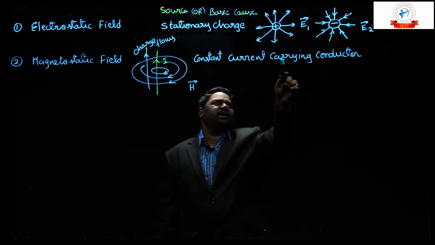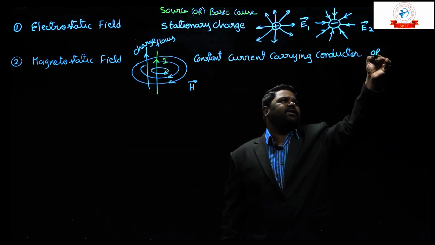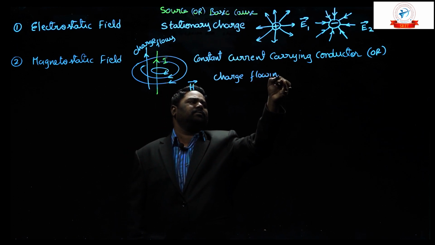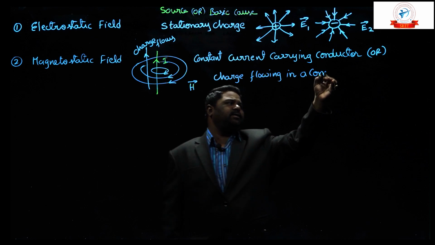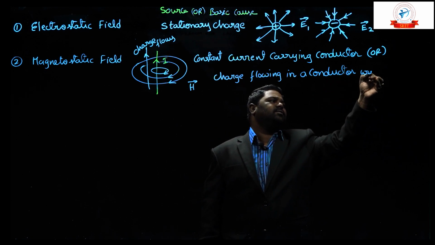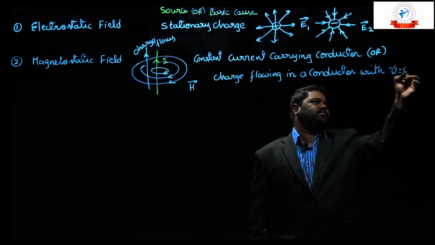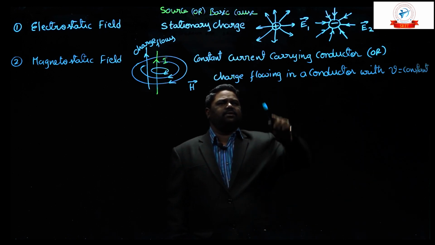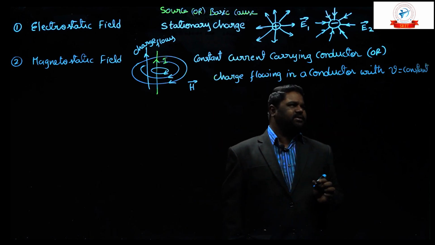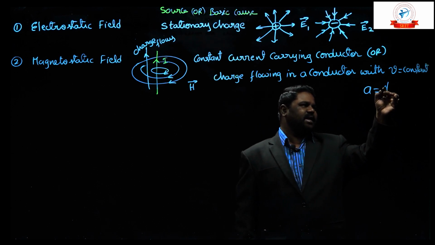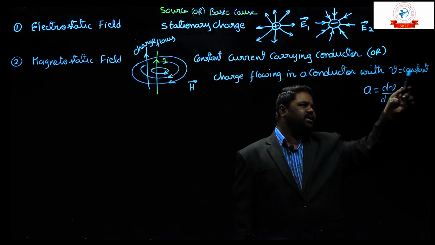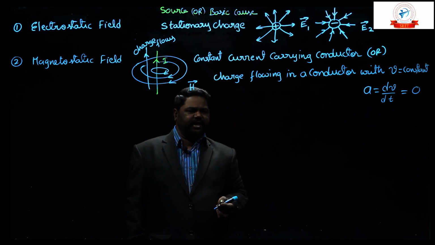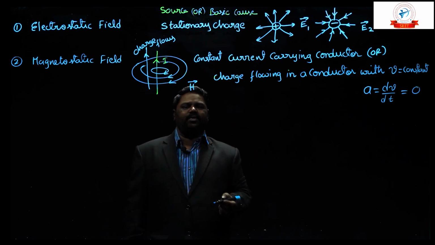So I'm going to say that a constant current carrying conductor generates a static magnetic field, or we can say that charge flowing in a conductor with constant velocity can produce the static magnetic field. Or we can say the flowing charge or moving charge in a conductor with a constant velocity. When velocity is constant, what happens to acceleration? Acceleration is given by dv by dt, where v is a constant. Differentiation of a constant becomes 0. So simply we say that a moving charge, or charge flowing in a conductor with a constant velocity or zero acceleration, can produce the static magnetic field.